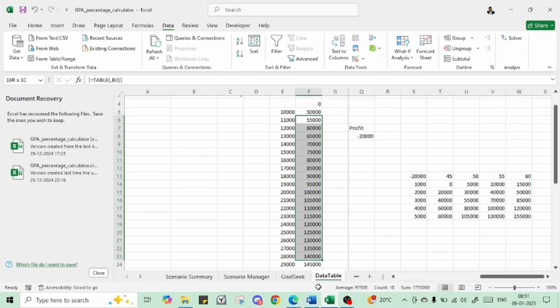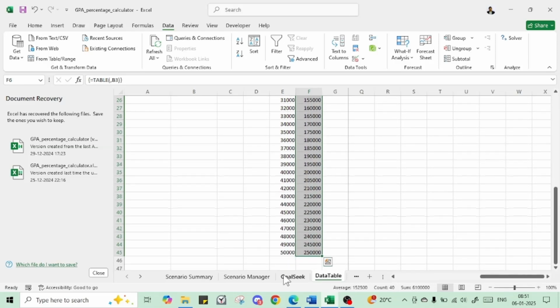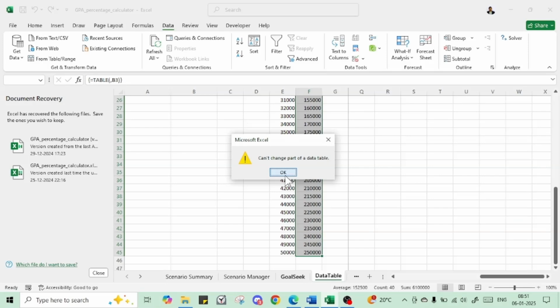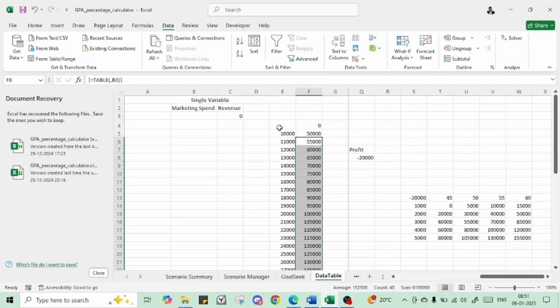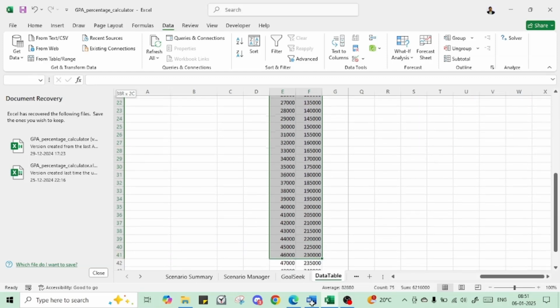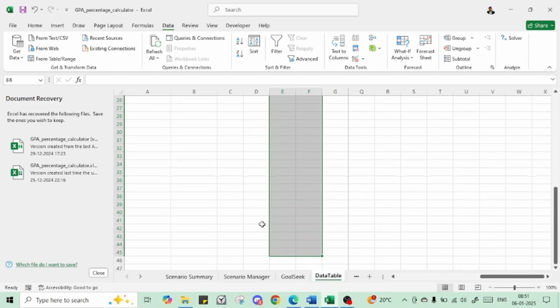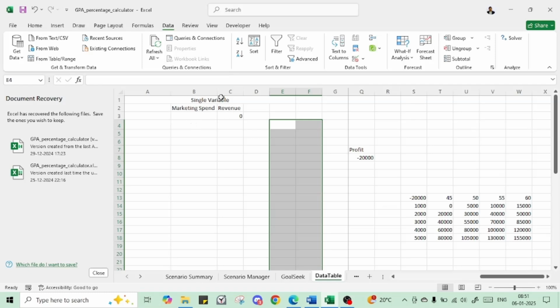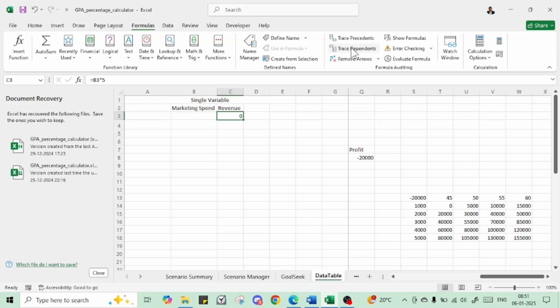I already did this previously and checked it, it's working. So I'm just removing it. One minute, I'm just clearing it off. So here we have a single variable, marketing spend, and revenue. Revenue depends on the marketing spend, and it is 5 times the marketing spend.